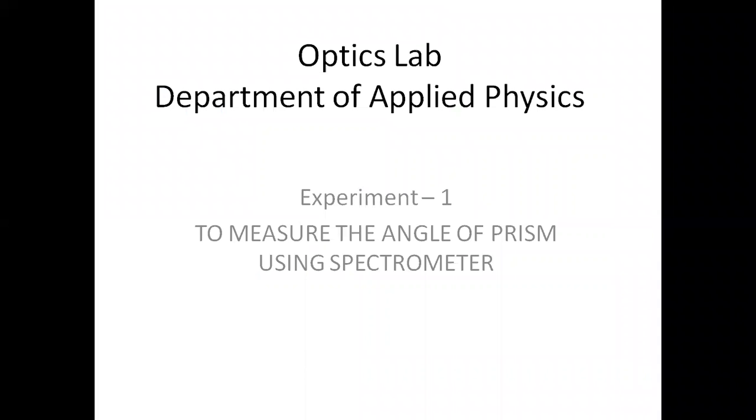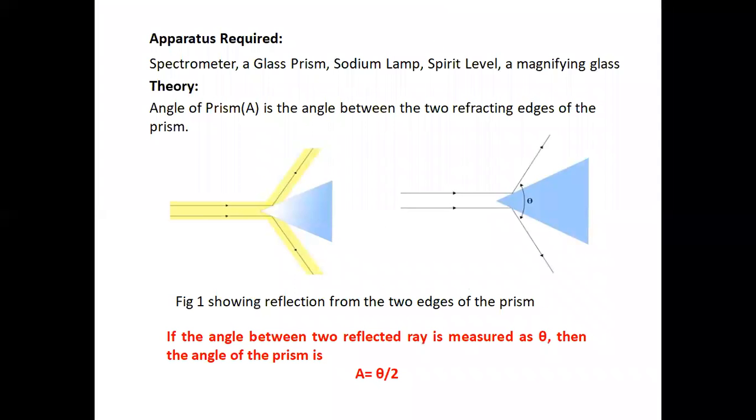Today we are going to perform this experiment, which is to measure the angle of prism using spectrometer in virtual lab. For doing this experiment, you need spectrometer, a glass prism, a sodium lamp, a spirit level, and a magnifying glass.